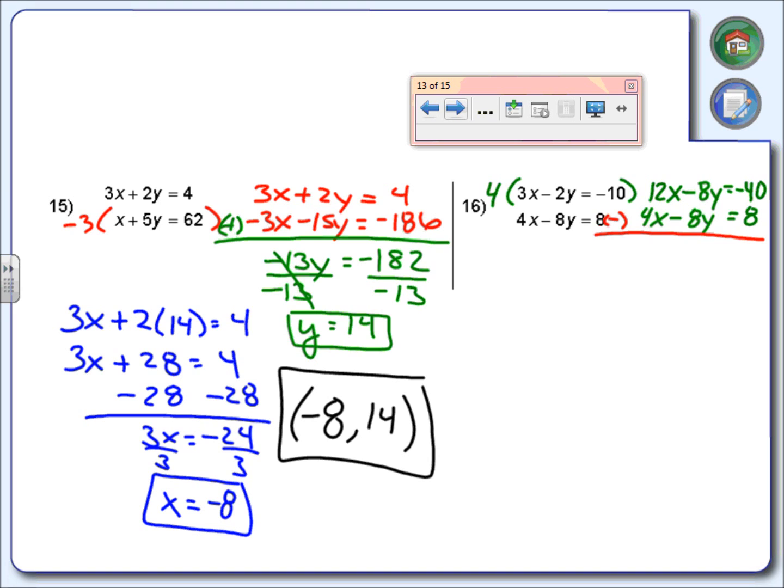All right, so let's go ahead and subtract everything. 12x minus 4x would be what? 8x. A negative 8y minus a negative 8y is 0. That was the whole idea, getting rid of those y's. Negative 40 minus 8 would be negative 48. And of course, to finish this off, we're going to divide by 8. So negative 48 divided by 8 is going to be negative 6. So we have half of our answer. We know the x value is negative 6.